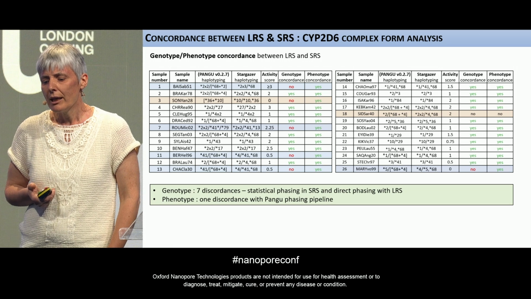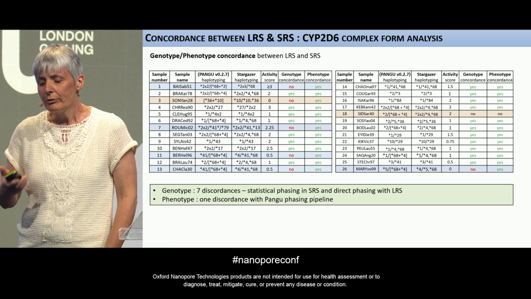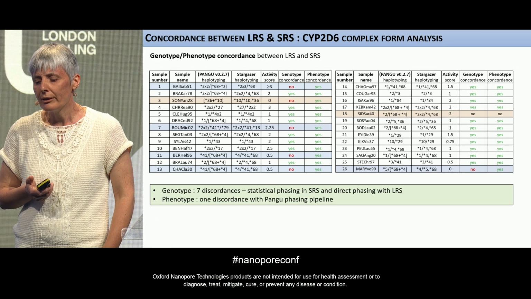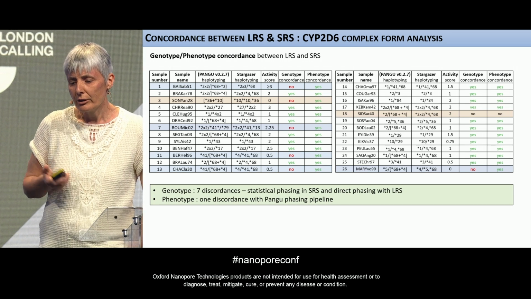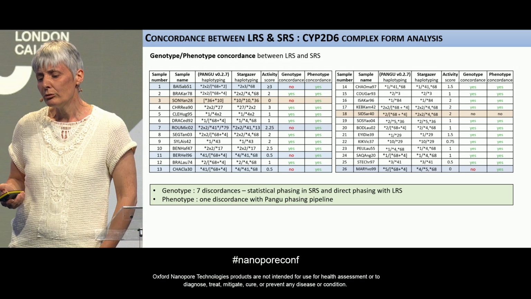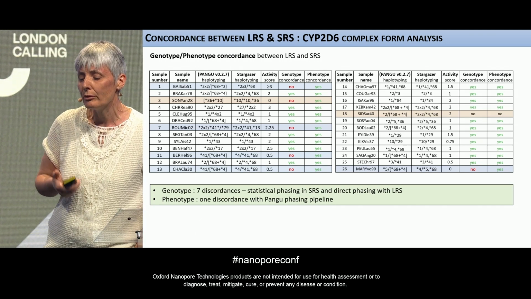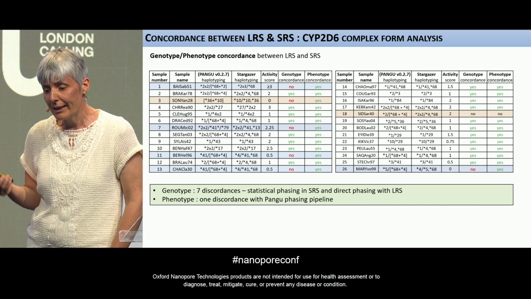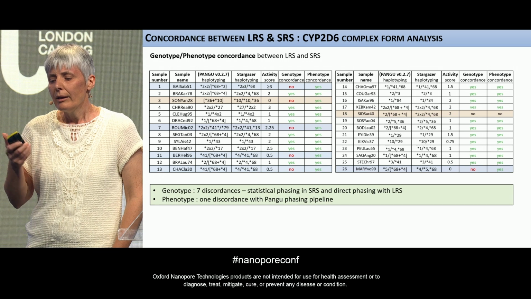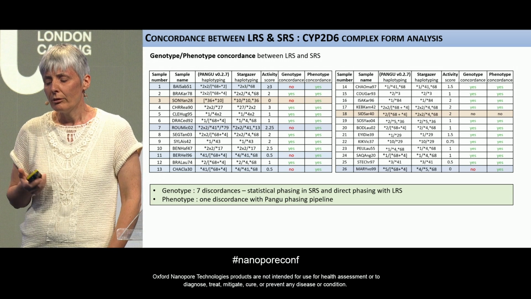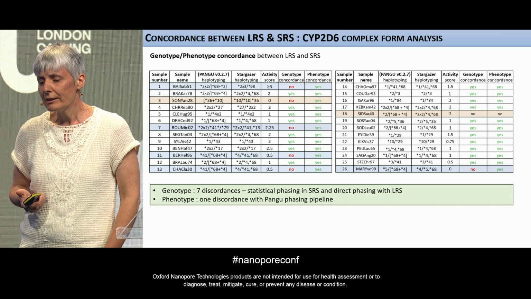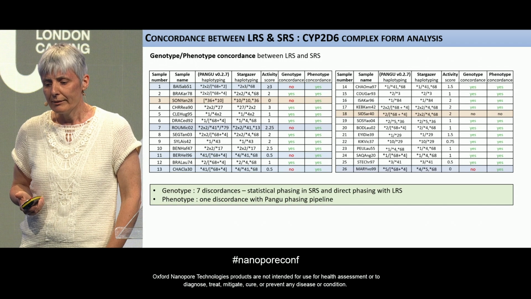As you can see, we have a great concordance. We, of course, observe some discordances about the genotype, but it's just due to the statistical phasing we have to carry out using our short-read data. And the phenotype, the score of the metabolism, is not modified.